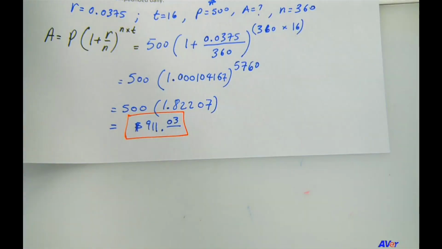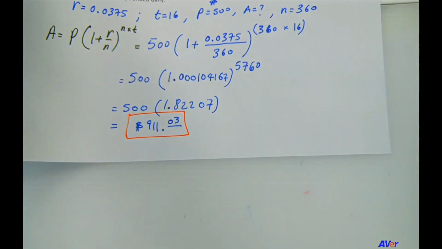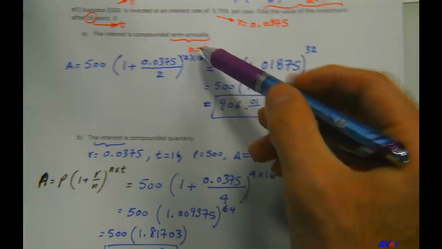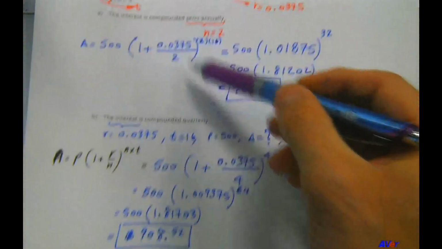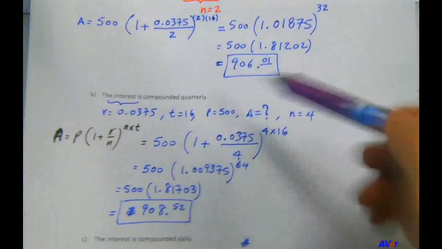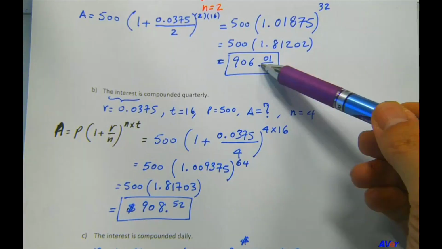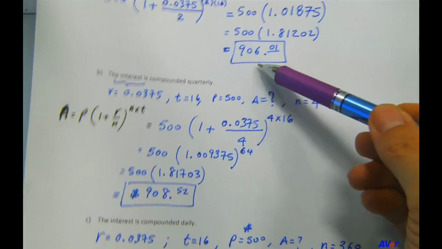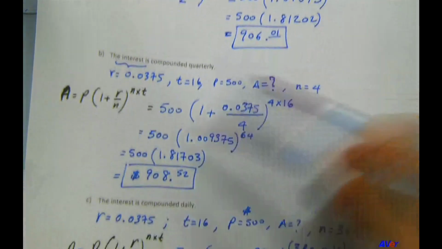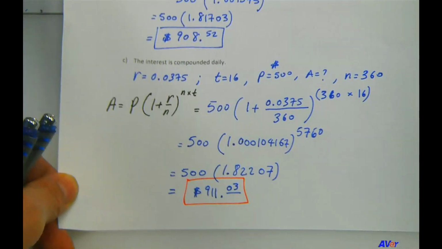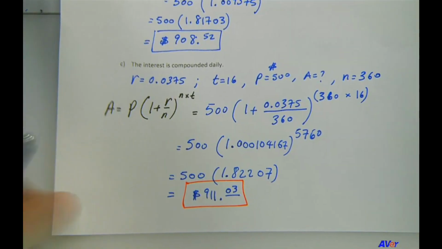So here we have a scenario where as the compounding of interest changed and became more frequent during the year, the money was growing with it as well. The accumulated money was growing as well. 906 to 908 and 911 at the very end, for a daily compounding of interest.